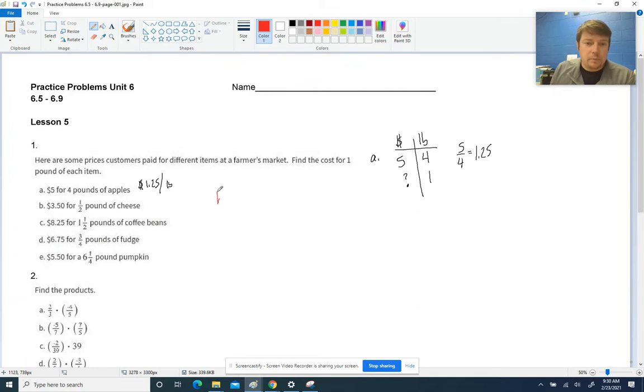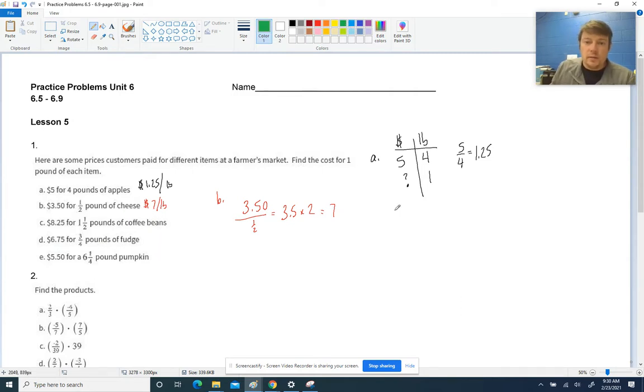Part B, $3.50 divided by a half. So if we take $3.50 and we divide by 1/2, that's the same as keep, change, flip. It's the same as $3.50 multiplied by 1/2's reciprocal, or 2. So that's going to give me 7. So you're paying $7 per pound if you're paying $3.50 for a half. Double it, you find out you're paying for the full pound.